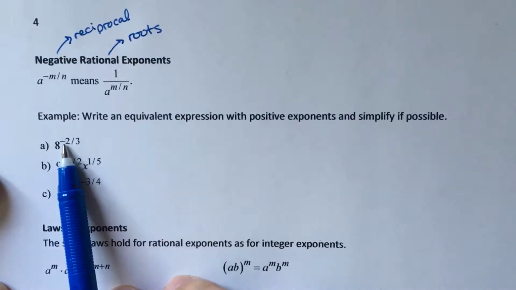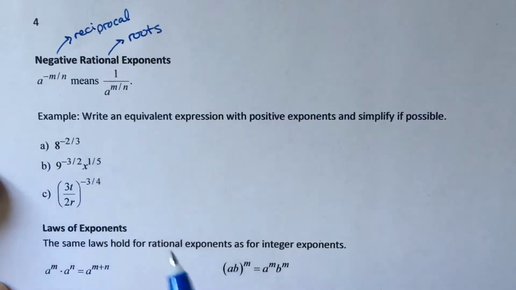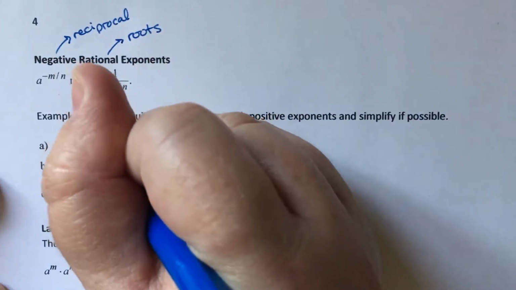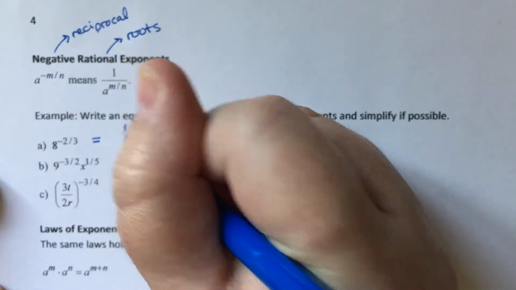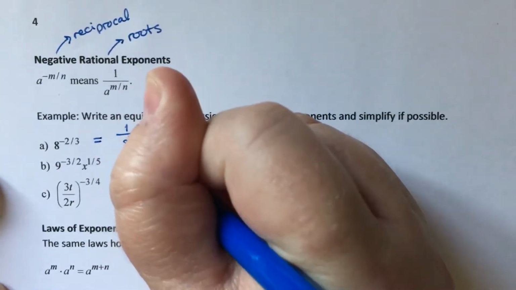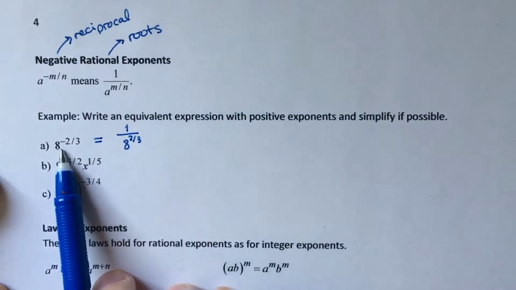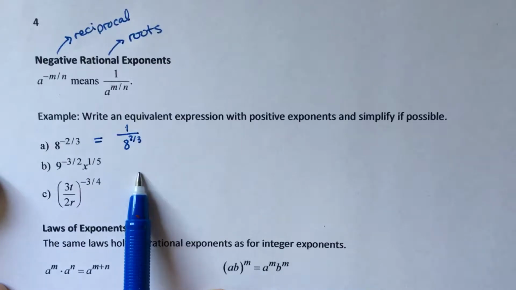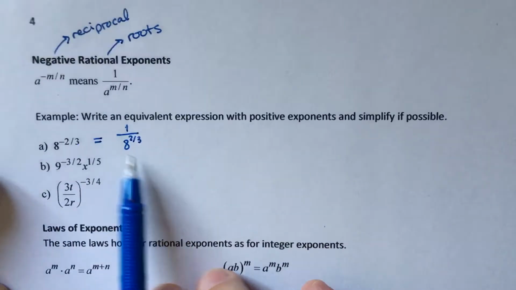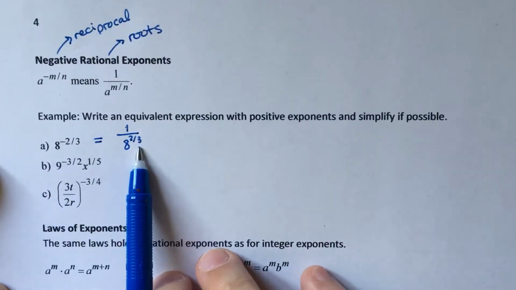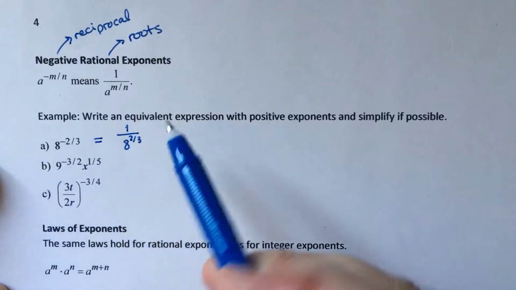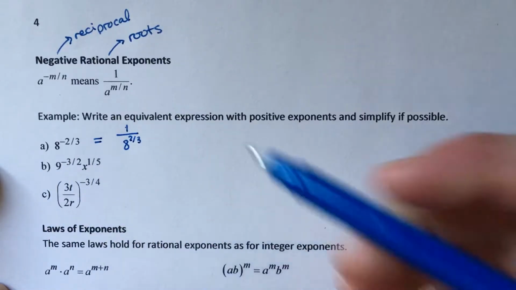The first thing I'm going to do in all these is deal with the negative. So first step in part A here is to say this is 1 over 8 to the 2/3. But that's what that negative does. And notice once I reciprocate right as a fraction, now I don't have a negative exponent in there anymore. I dealt with the negative by doing the reciprocal.